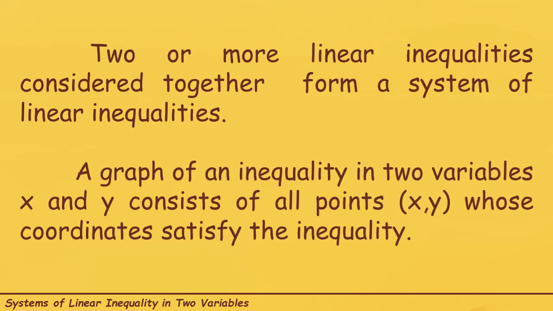Two or more linear inequalities considered together form a system of linear inequalities. A graph of an inequality in two variables x and y consists of all points x, y whose coordinates satisfy the inequality.